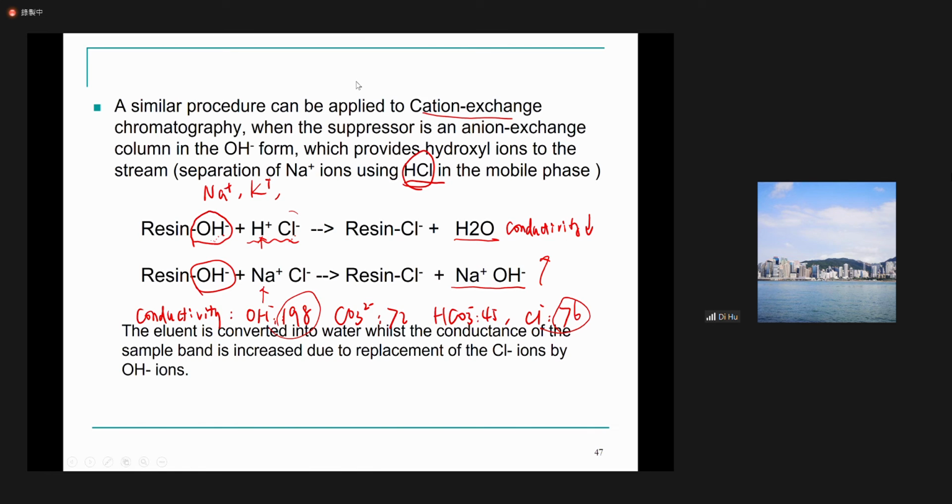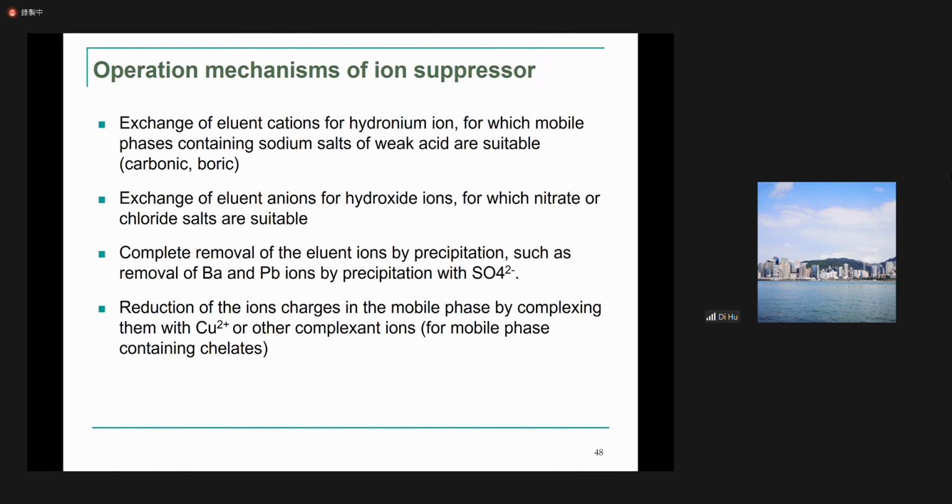So then we're going to move on. And then this is a very simple form, a very simple form for this suppressor. Okay. And there are some other operation methods for suppressors besides this one. It can be the exchange of this one. Yeah, this is what we already talked about.